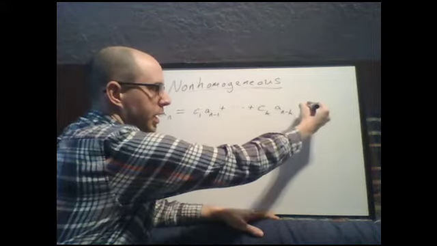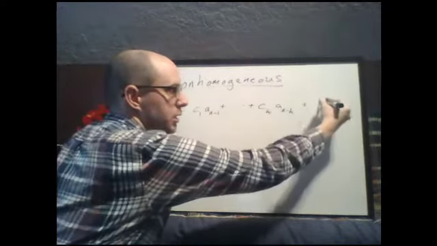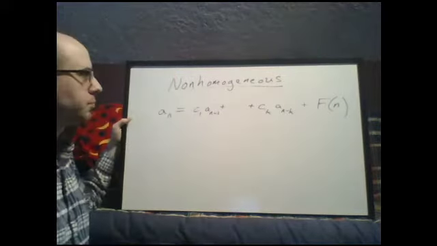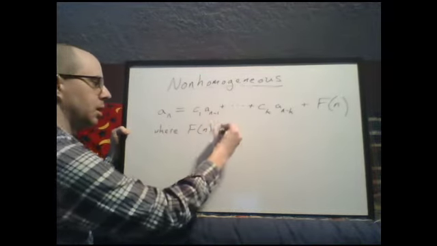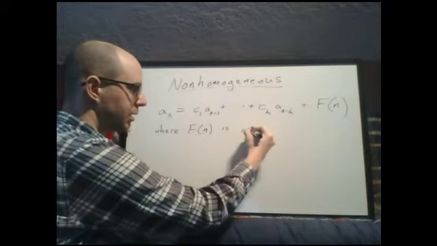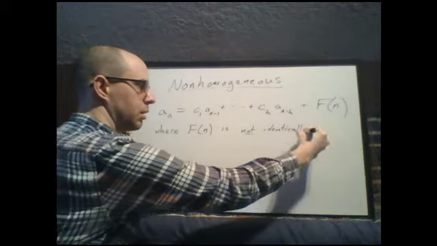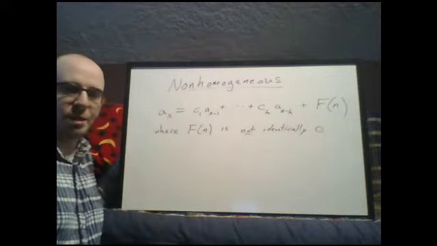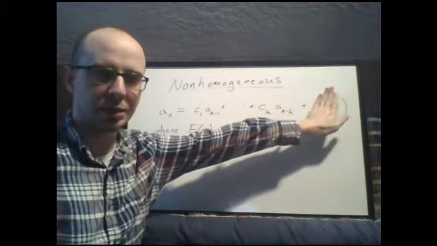Non-homogeneous means I can have an extra thing added out here, which is just a function of n, so called capital F of n. Capital F of n is clearly a function of n, but it is not identically 0. Meaning, it can equal 0 for certain inputs, but it can't be 0 for every input. If it equaled 0 for every input, it doesn't even need to be there. It's just a homogeneous recurrence.